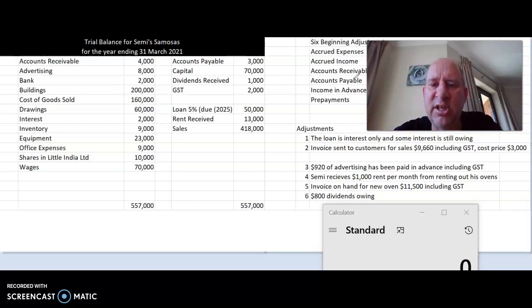So onto these adjustments, so that we're going to put these adjustments into the trial balance. Number 1, the loan is interest only and some interest is still owing. Which one of the 6? Good, accrued expenses. What side does it go? Debit or credit side? So write it in.